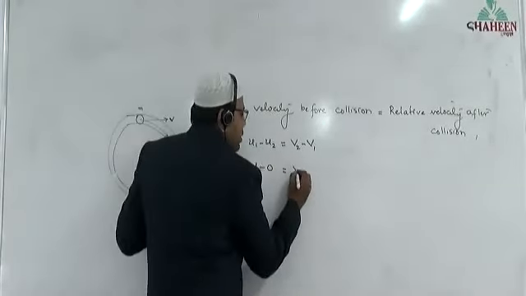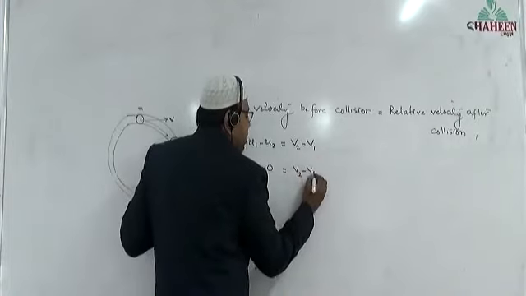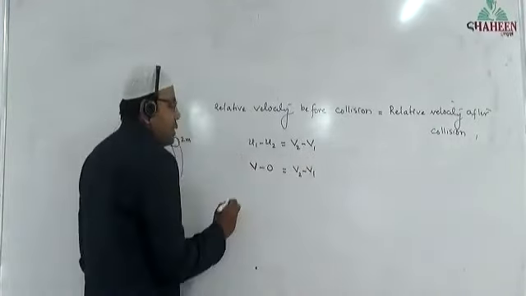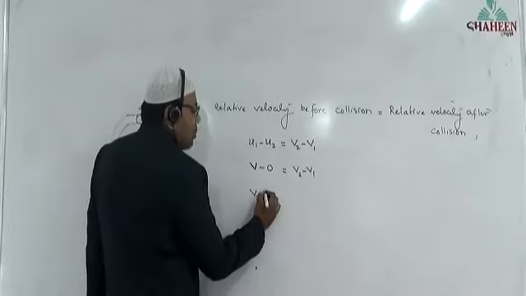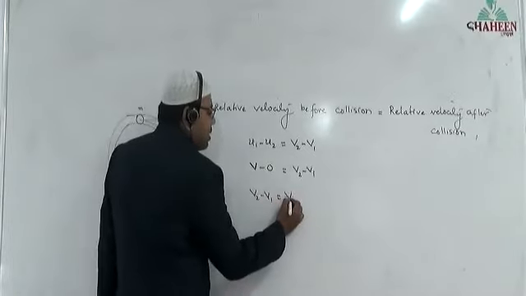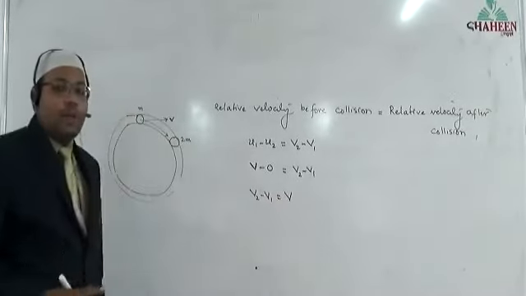Now that is equal to v2 minus v1. This is the relative velocity after collision. So what is this? v2 minus v1 is just v beta. That is the relative velocity after collision.